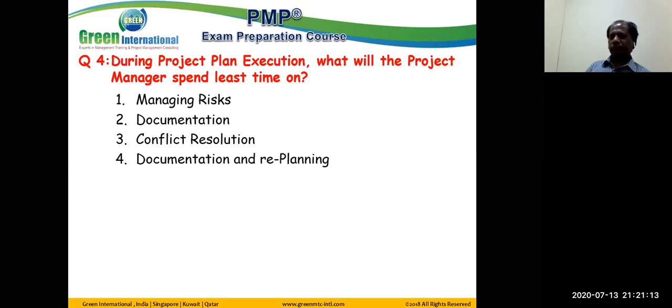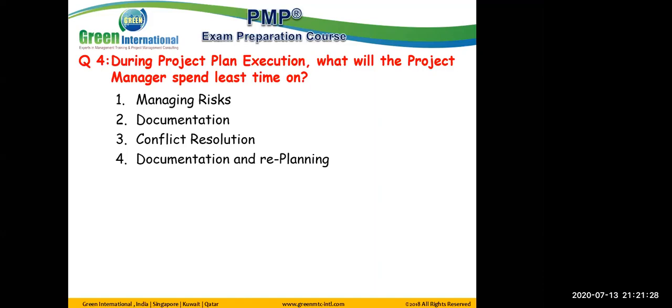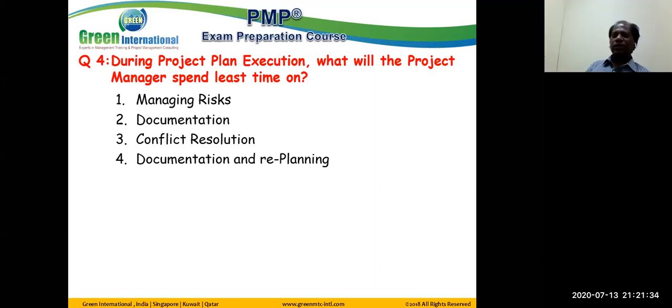Spend less time on project execution. So it's a second documentation. Managing risk, definitely we are spending top priority time for that, right? Conflict resolution, yes. Documenting and replanning, yes. Documentation, we are not doing. The team members and other stakeholders, they are doing. We use the documentation for replanning, but we are not doing the documentation. Our less time is on documentation. That's the best answer.